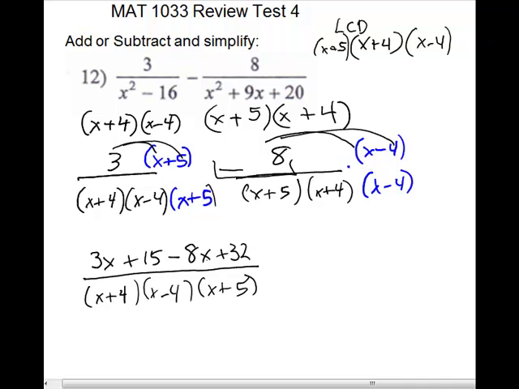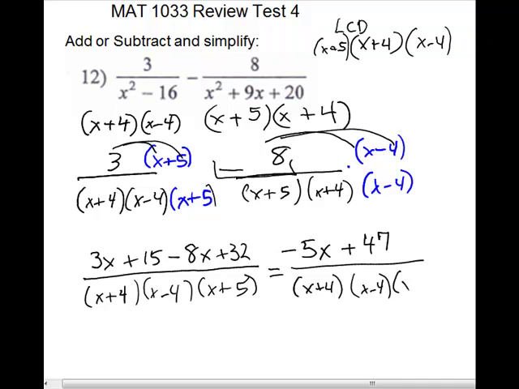And now we'll combine. So we're going to have a minus 5x plus 47 over this denominator. And that numerator does not factor, so this is as far as we can go.